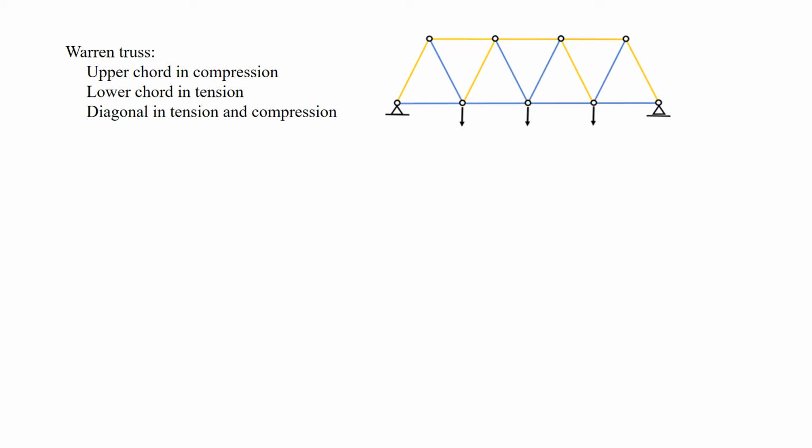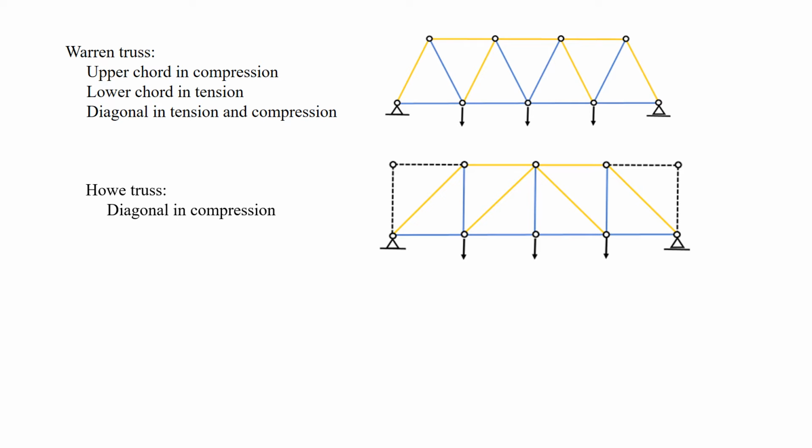Warren truss is widely used. For the simply supported Warren truss bridge, the upper chord is in compression, the lower chord is in tension, the diagonal members are in tension and compression in turn. Tension members in blue, compression members in yellow.